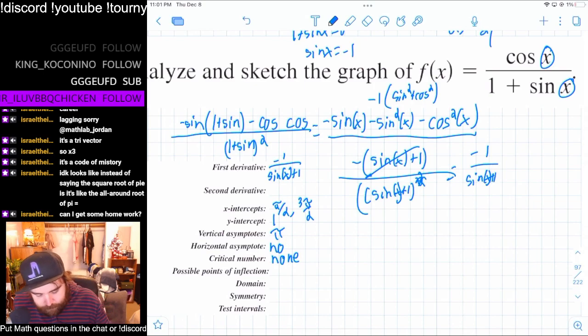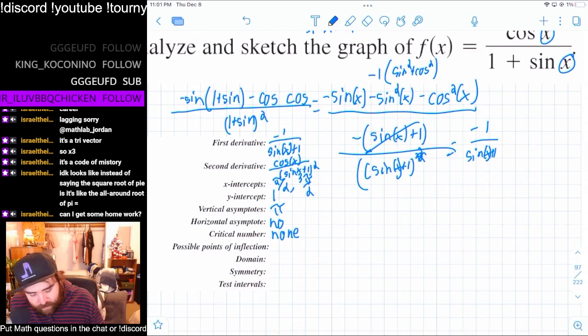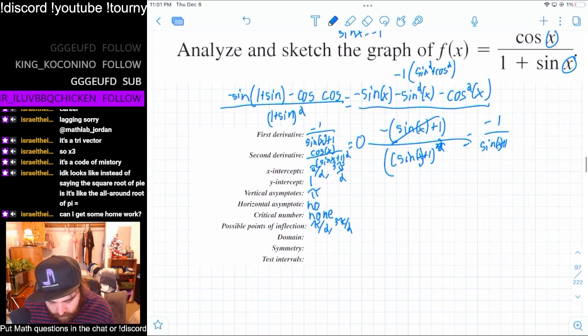I'm going to think about quotient rule. So then minus 1, so plus the derivative of the bottom, which is cosine of x, over the bottom squared. Now, when is that equal 0? There are possible points of inflection whenever this equals 0, which is cosine of x equals 0, which is the same as our x-intercepts at pi over 2 and 3 pi over 2. And the domain, of course, that's with our vertical asymptotes.